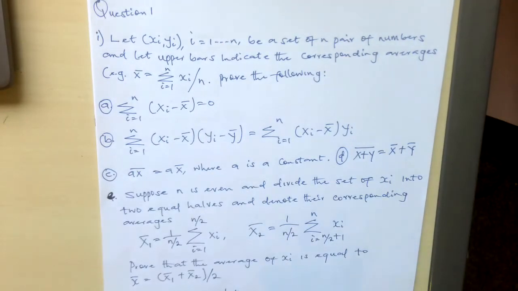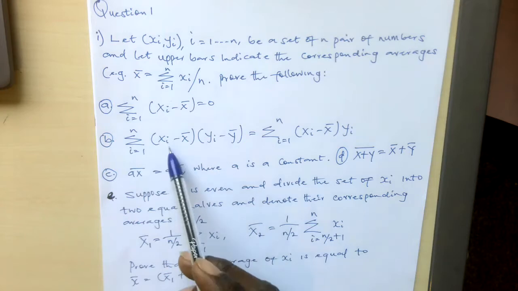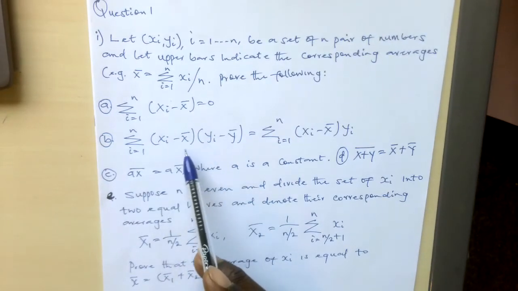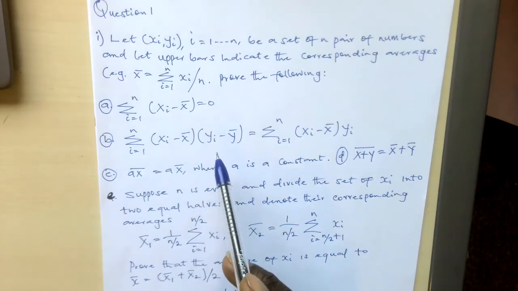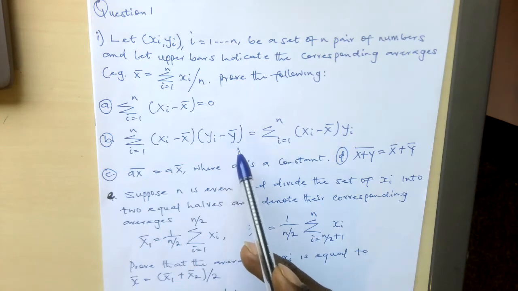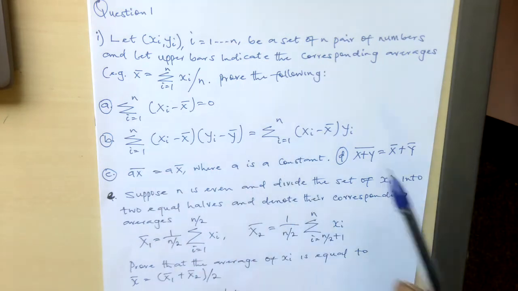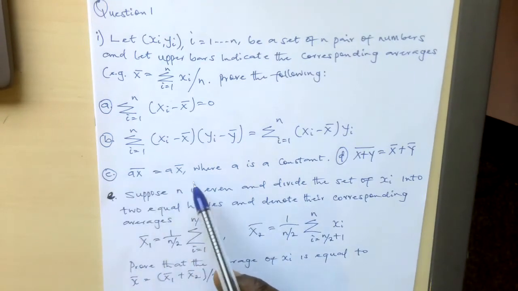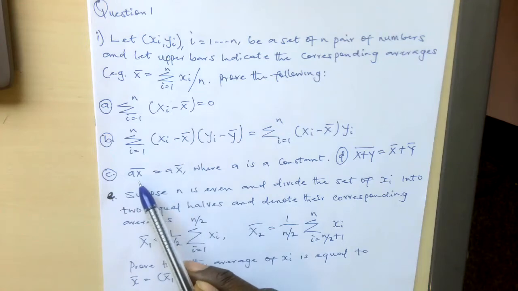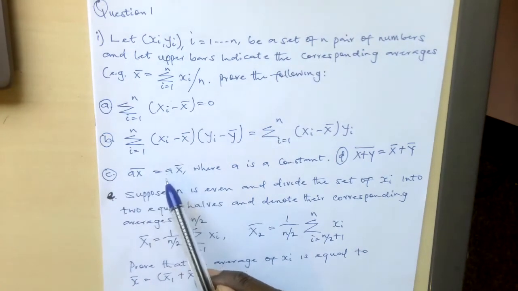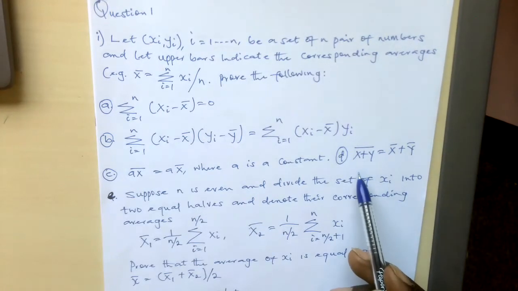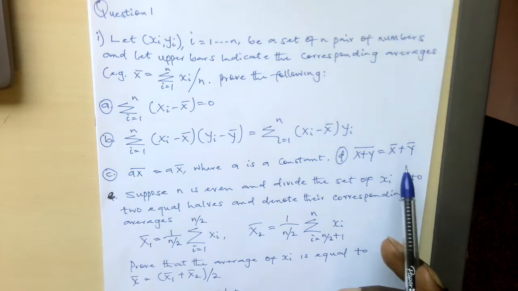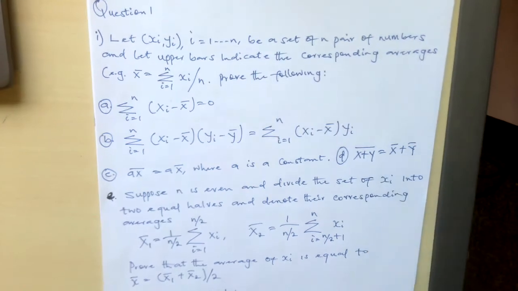And the second question: the summation of the deviation of xi from x bar times the deviation of yi from y bar is equal to this. And the third question as well: a x bar equals a times x bar, where a is a constant. The x plus y bar equals x bar plus y bar.